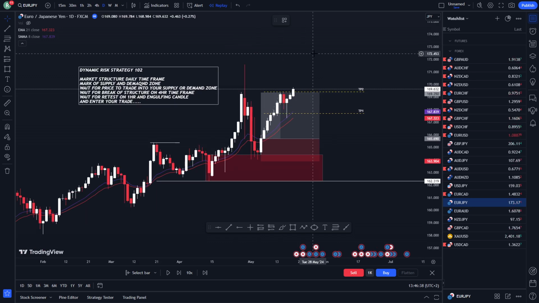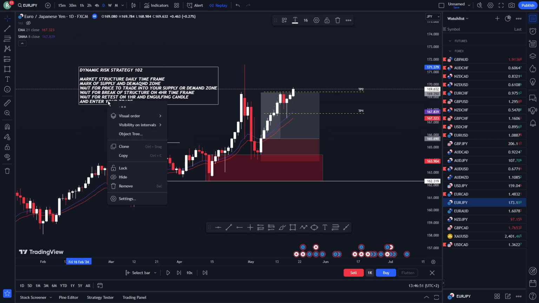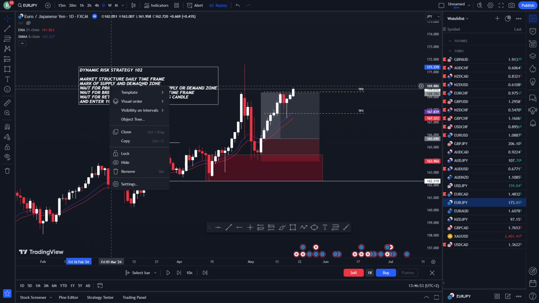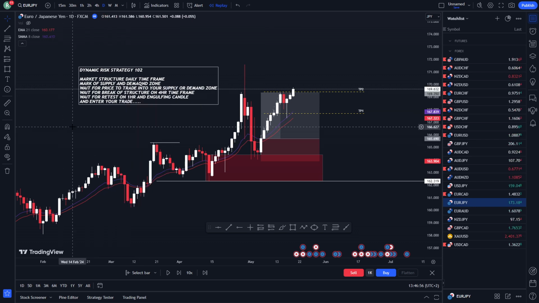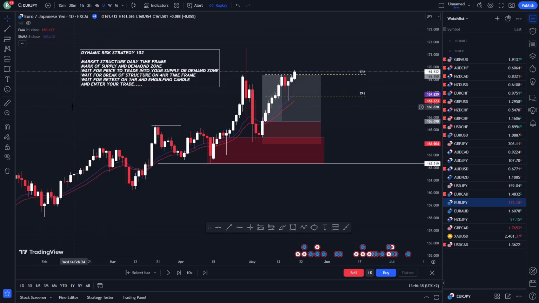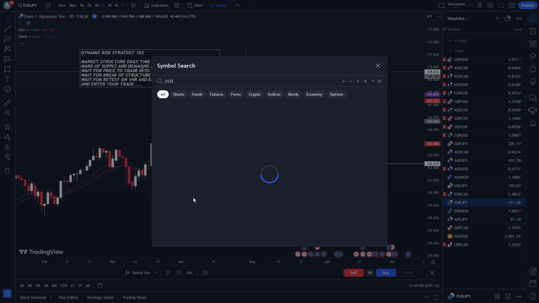It's basically a supply and demand strategy, and it's on my daily and 4 hour time frames only, guys. So we can try it on another market as well, just to show you the transparency of this strategy. Let's copy this quickly and take it over to a different market. Let's choose any of these markets. Let's just do USD Swiss franc.